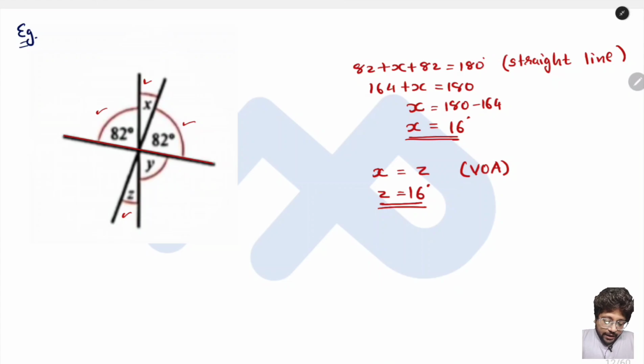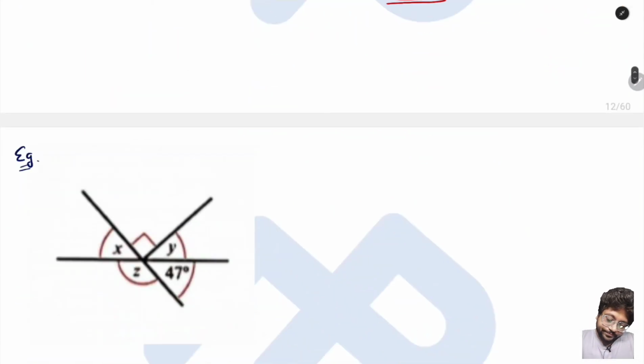Now y, you see y is a vertically opposite angle of 82. Because this X is formed, and they are opposite to each other, so 82 and y must be equal, so y is directly equal to 82, reason is vertically opposite angles. So x, y and z we found.